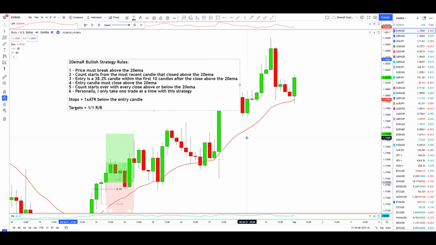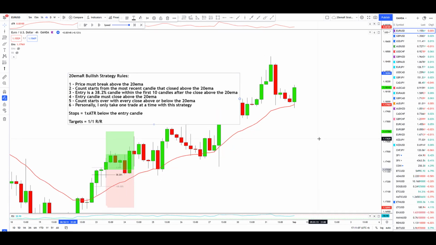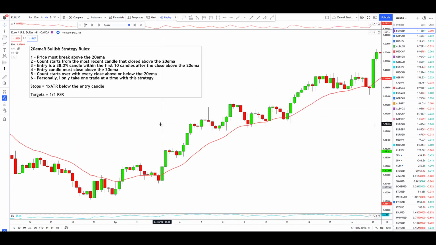So we'll go ahead and take a look at a couple of other examples of this just to be sure that you completely understand it. And then we'll go over the bearish version of this. And then after that, we'll go over a ton of examples to bury it deep in your head to make sure that you have a complete comprehension of how to trade this strategy. All right, so here we're going to take a look at a couple of other examples.